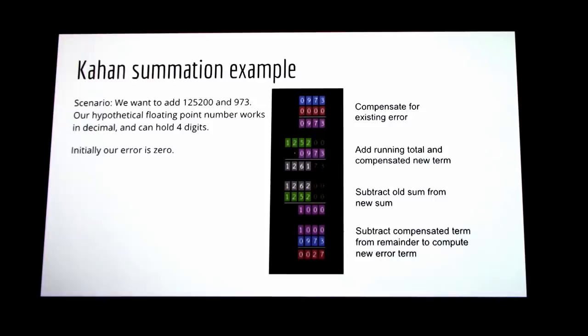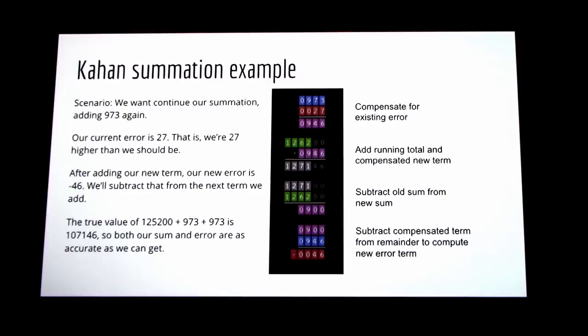Here's an example. To make things a bit simpler, it's all working in decimal, and I'm assuming that we have 4 digits of precision. So we have 125,200, we want to add 973. We don't have any error because we're just starting out, so we don't have to modify our term at all. We add them together, we get 126,173, but because we can only store 4 digits of precision, we round that up to 126,200. Now we subtract away our original sum and get 1,000. Subtract 973 from that, and we have our error term of 27.